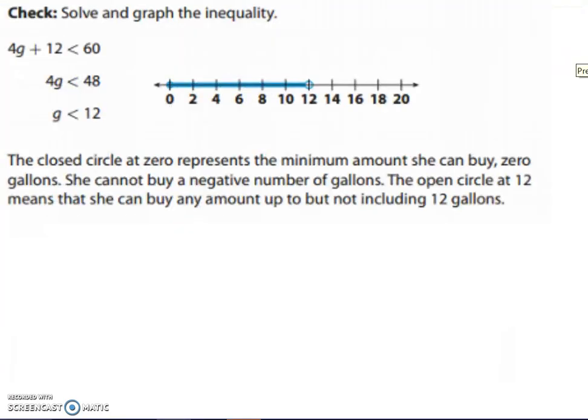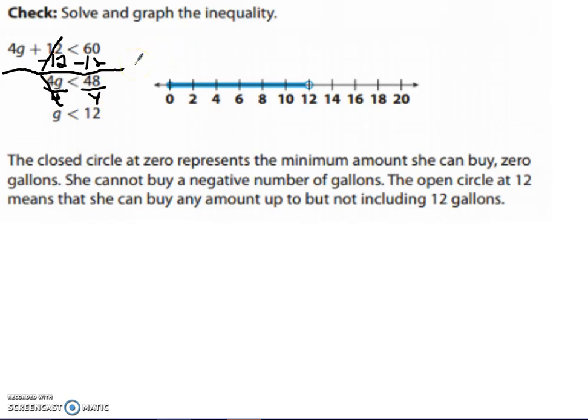It says solve and graph the inequality. 4G plus 12 is less than, oh, okay, this is the check, I'm sorry. Just to check, if we said 4G plus 12 is less than 60, we subtract 12 from both sides. When you subtract 12 from both sides, this cancels out. We get 48. Then you divide both sides by 4. This cancels out. 48 divided by 4 is 12. So it could be any number less than 12.